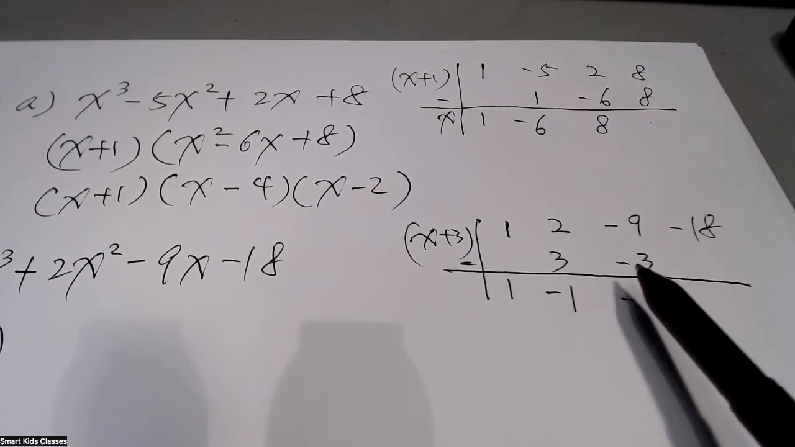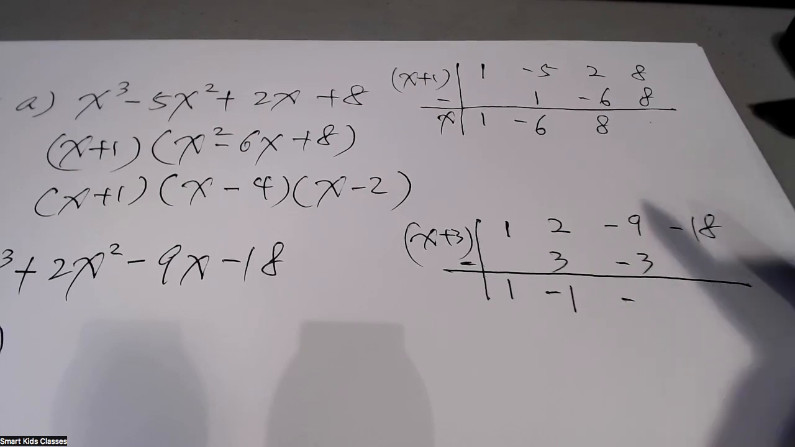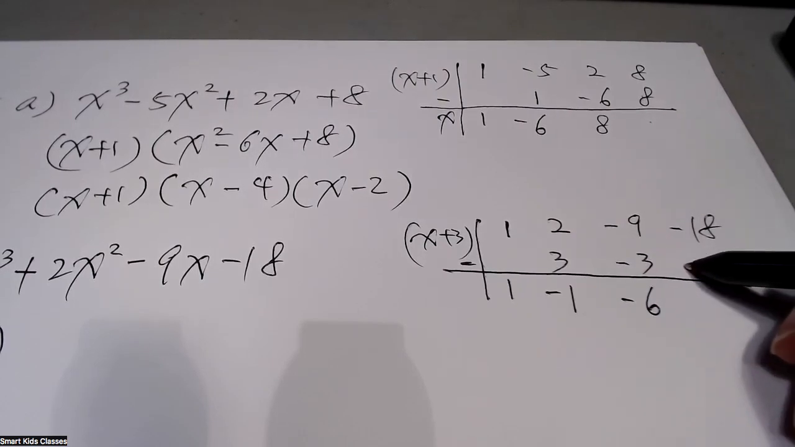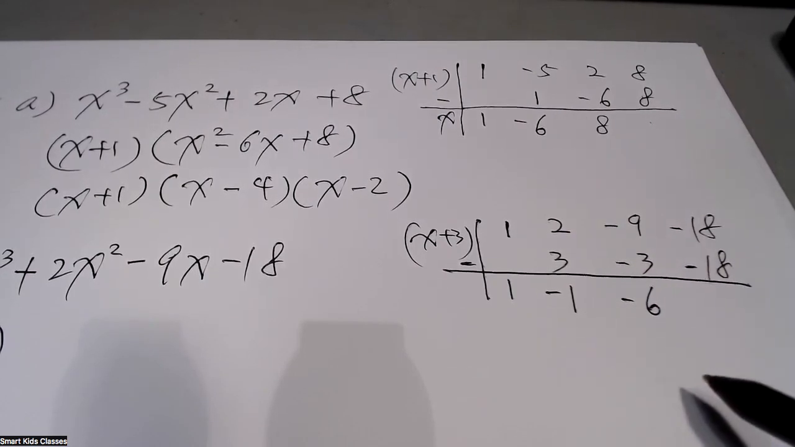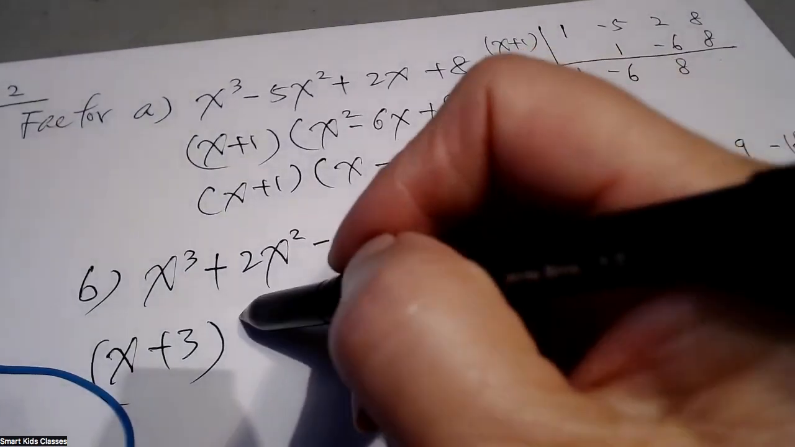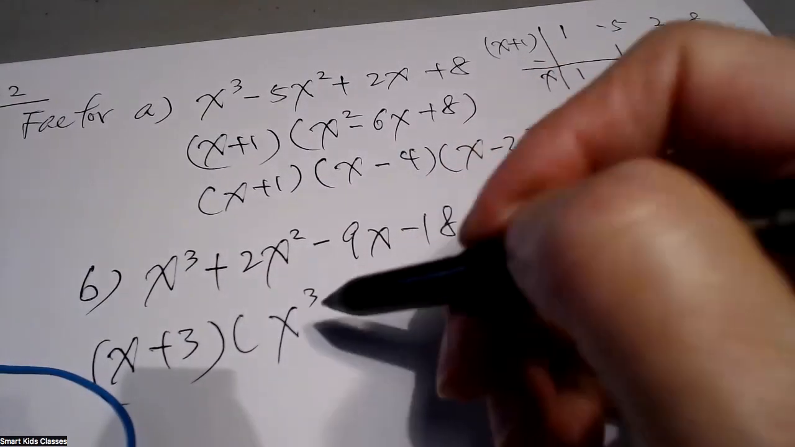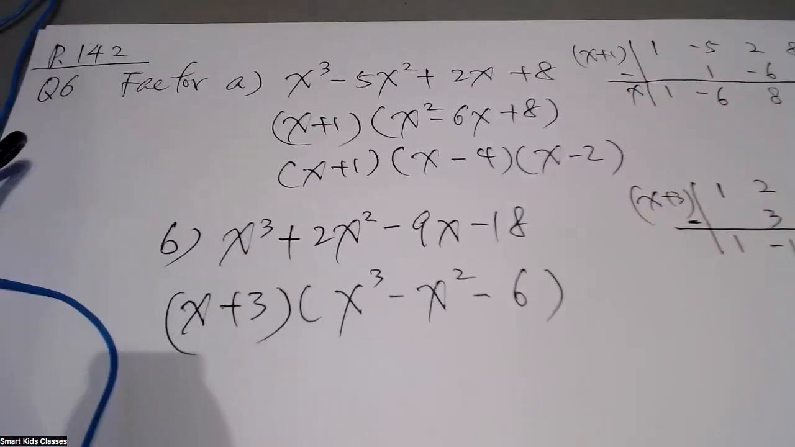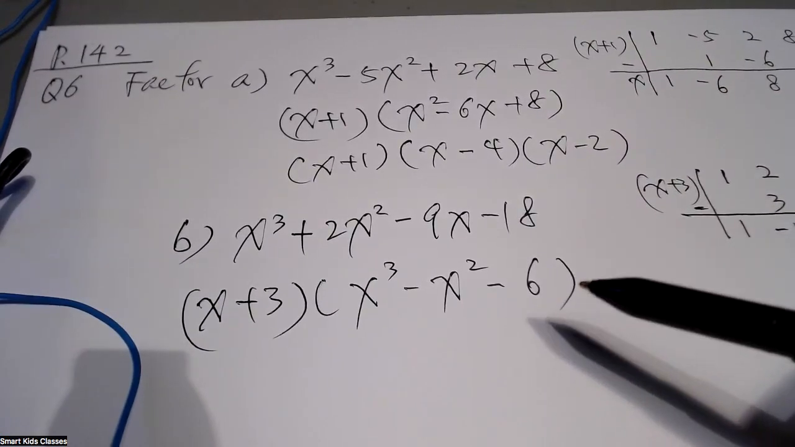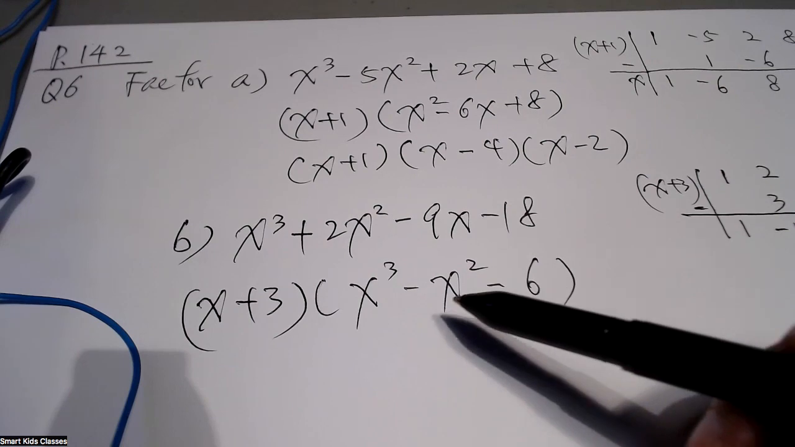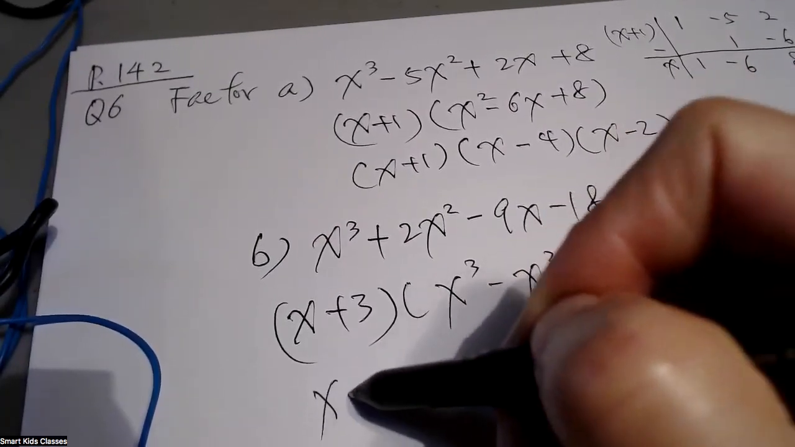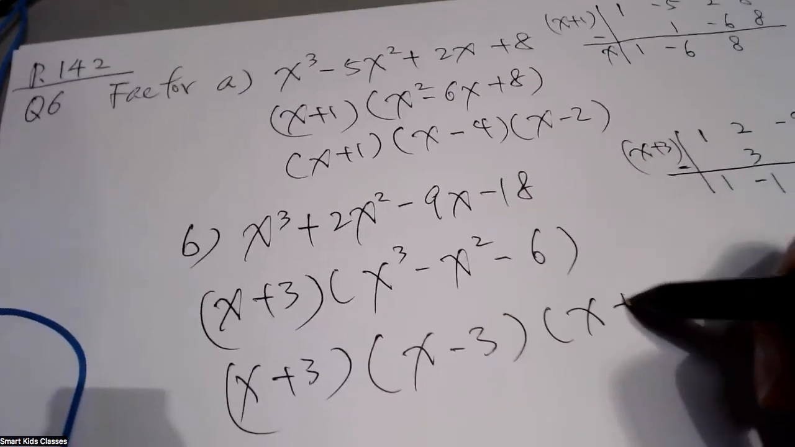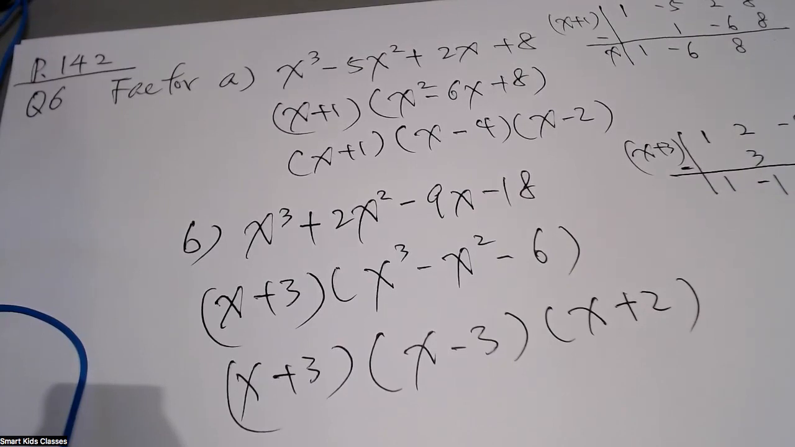So negative, negative, we get a positive. Negative 9 plus 3, we get negative 6 here. And 3 times negative 6, we get negative 18. So there's no remainder. So we find it's going to be x exponent 3 minus x exponent 2 minus 6. So from here, we can continue to factor. 2 times 3 is 6, and 3 minus 2, you get 1. So we have x at 3 times x minus 3 and x plus 2, fully factored.